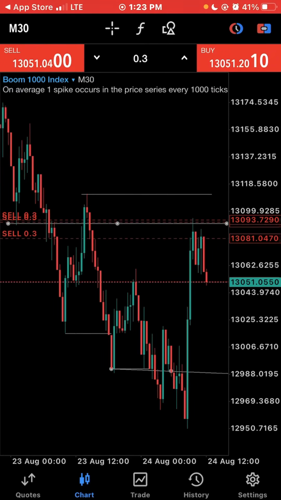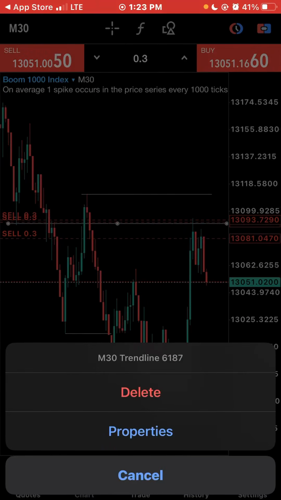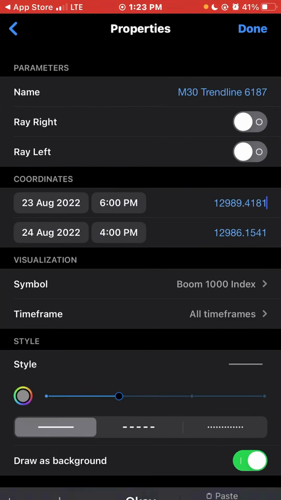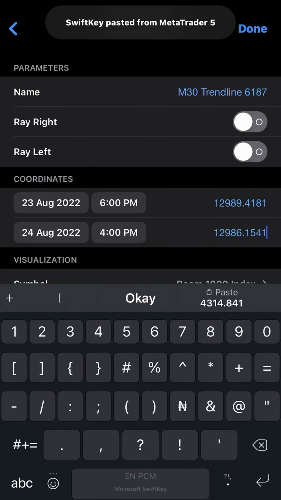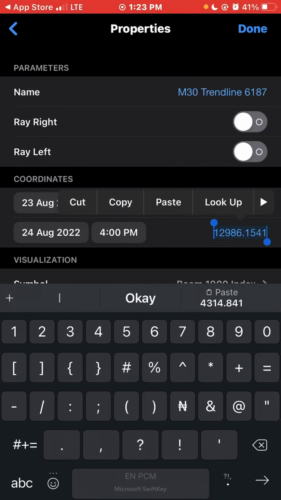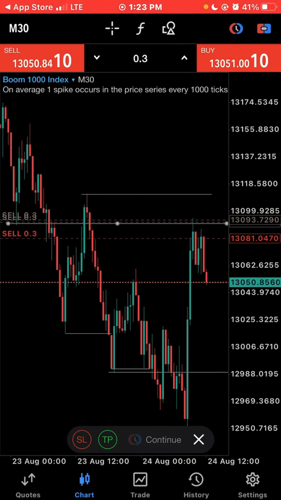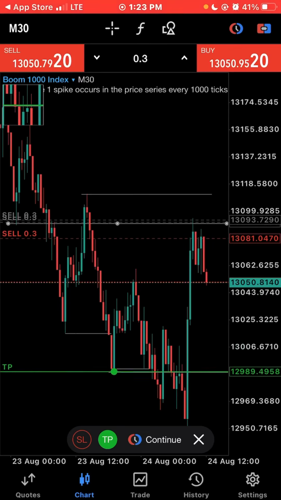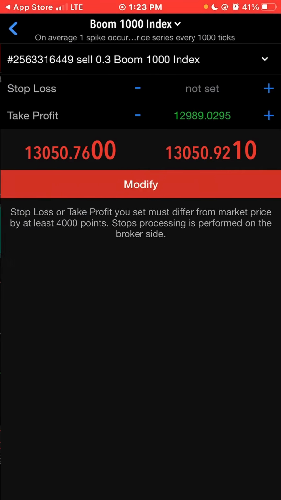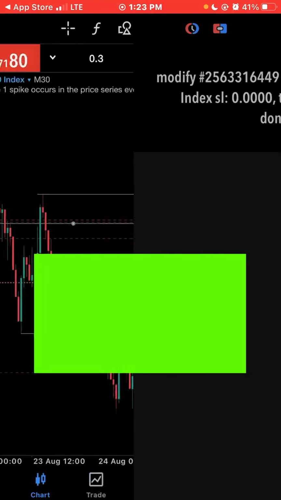But there are more complex things I also look out for. But just to make this video very simple, I'll be making everything simple. Okay, so this should be our take profit. When price gets to this zone, we take our profit.